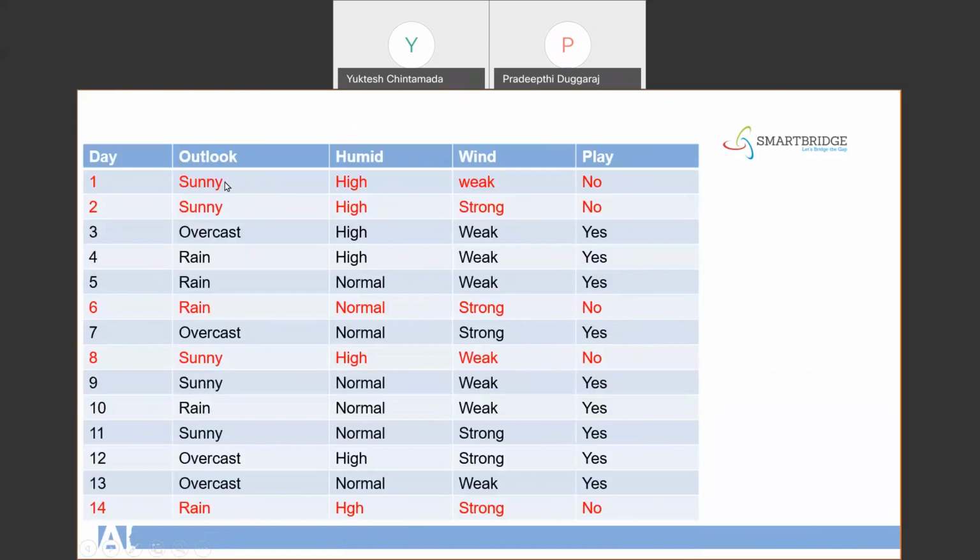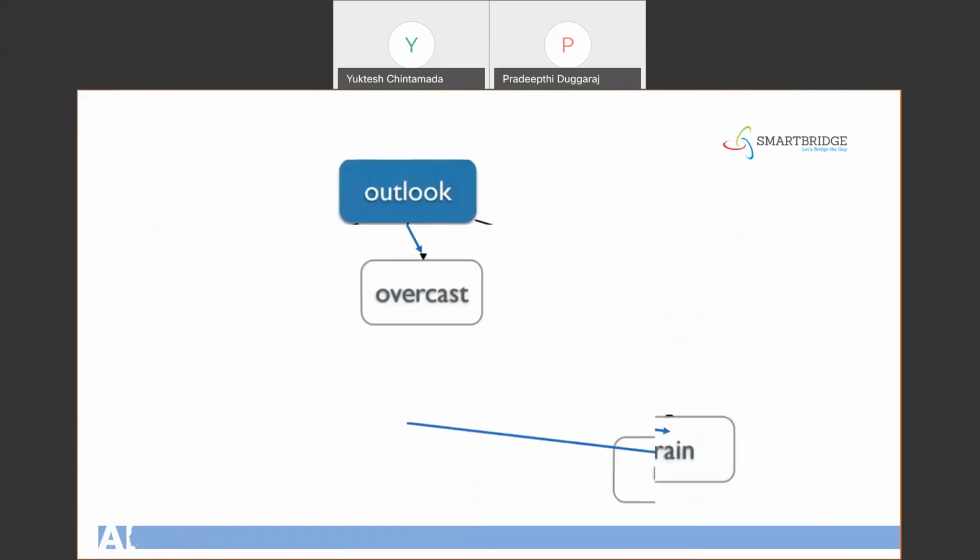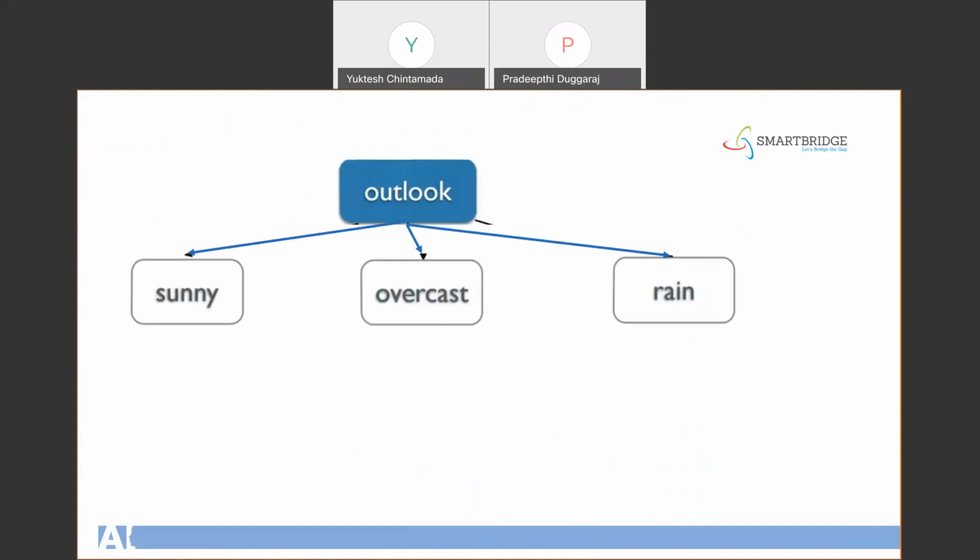In this column, how many categories are there? There are 3 categories. So first, it will consider the first column, and it divides the data set into 3 categories. How does that categorize? Outlook has overcast, rainy, and sunny.